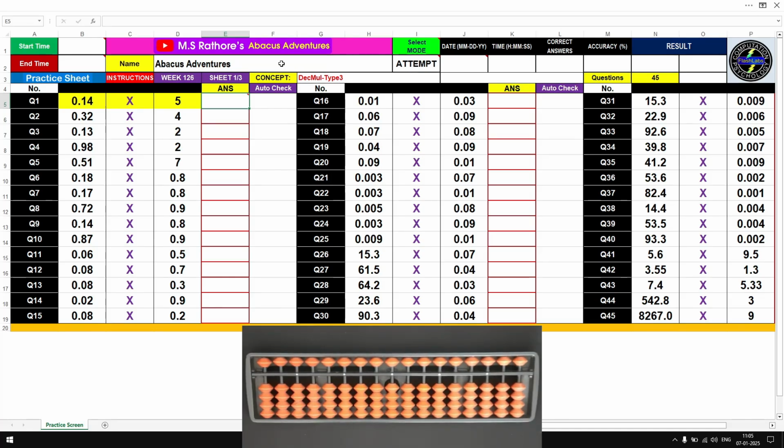This week we are taking up a new concept, decimal multiplication type 3. There are 3 worksheets this week. All 3 of them are dedicated to decimal multiplication type 3. So how is type 3 different from type 1 and 2? Let's see these pictures and understand.